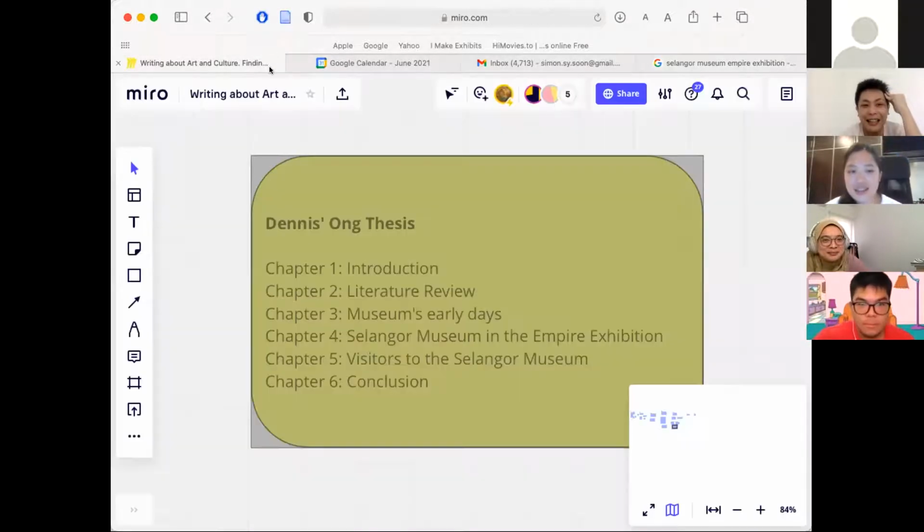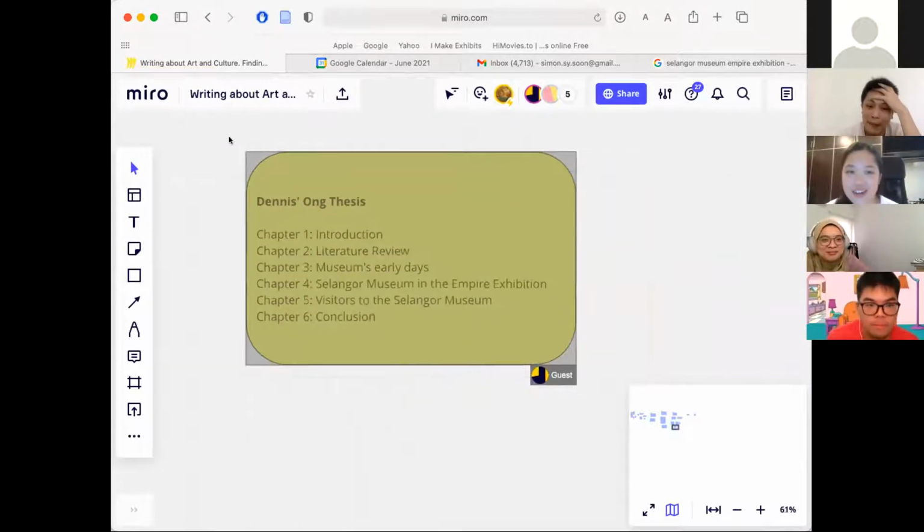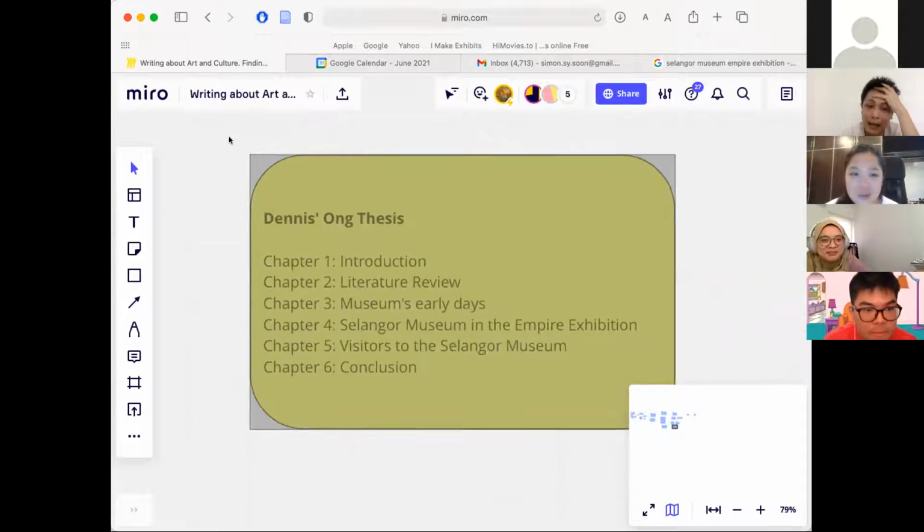Or can Dennis just write about the Empire exhibition, then cut out the Selangor part? I don't think that's his interest. Oh, I see. I mean, his topic is on the Selangor Museum, it's not on the Empire exhibition, unless you are changing your topic entirely. I don't think I want to change my topic.